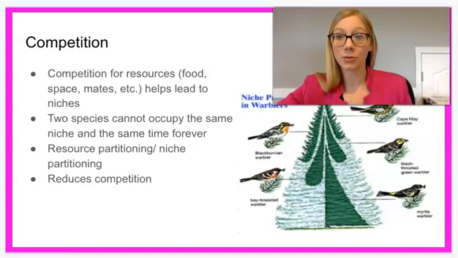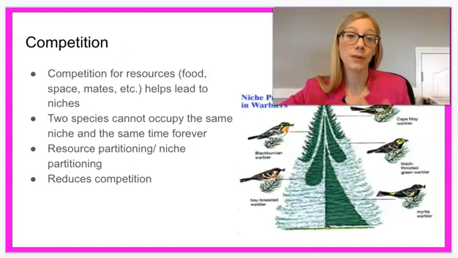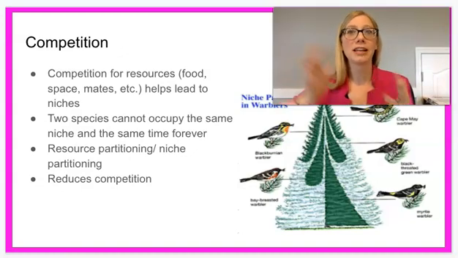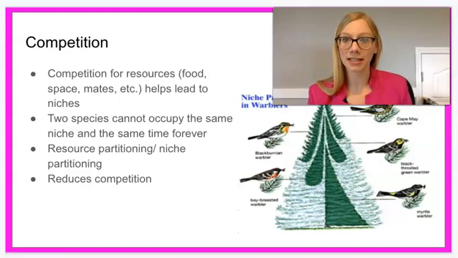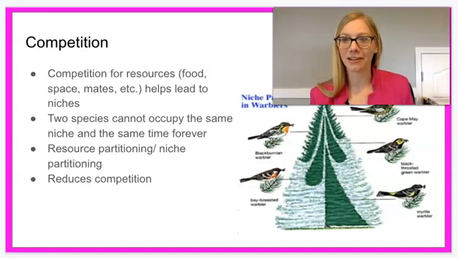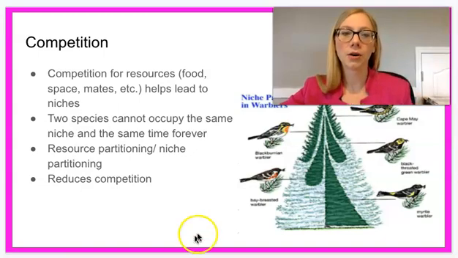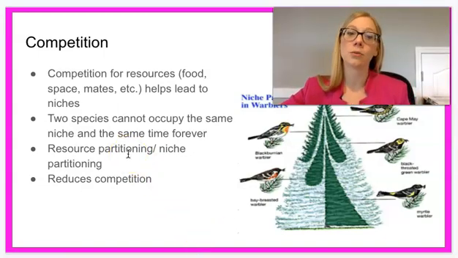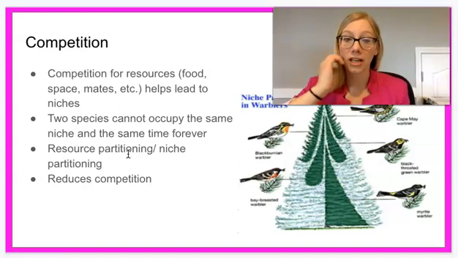There is competition between organisms within a species and between different species, right? For food, space, mates, all things that help lead to what we see as our realized niche, right? Where an organism actually is going to live. Because two species cannot occupy the same niche at the same time forever, right? They can have some overlap and interaction together, but they cannot be there the whole time, right? It doesn't work out. There will be limited resources. So what we get from that is something called resource partitioning or niche partitioning.